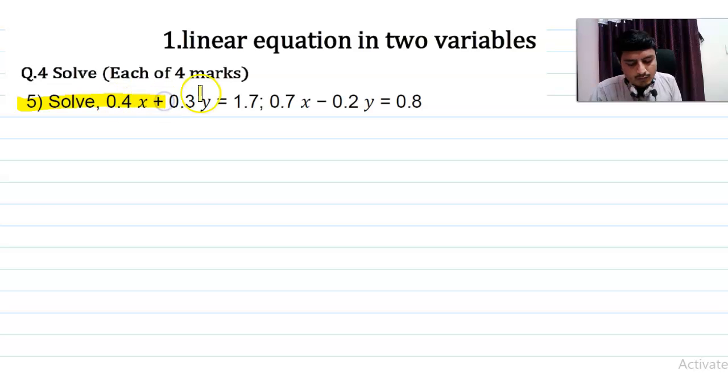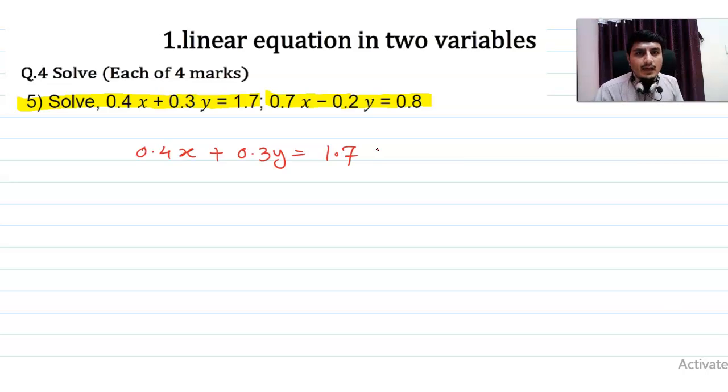Solve 0.4x plus 0.3y equals 1.7, and 0.7x minus 0.2y equals 0.8. So let's take the first equation, 0.4x plus 0.3y equals 1.7. Here the coefficients of variables x and y as well as the constants are all in decimal numbers. So try to convert them into integer coefficients so that we can solve the simultaneous linear equations in two variables easily.